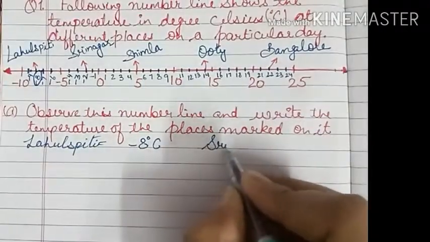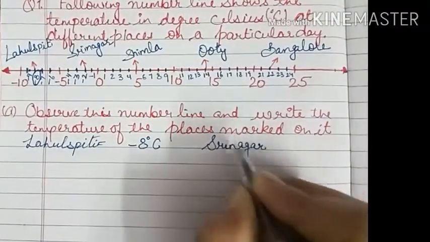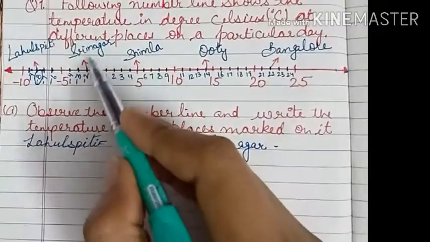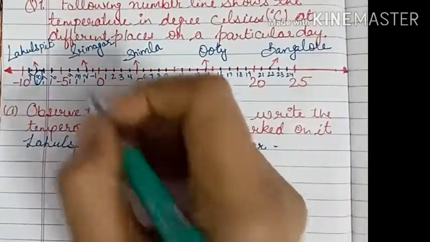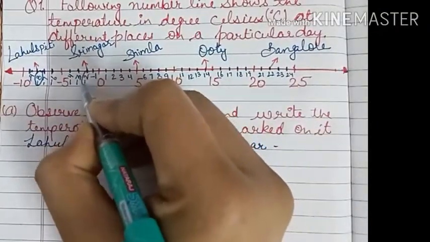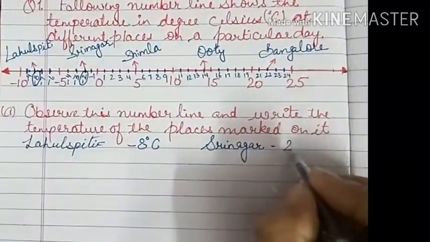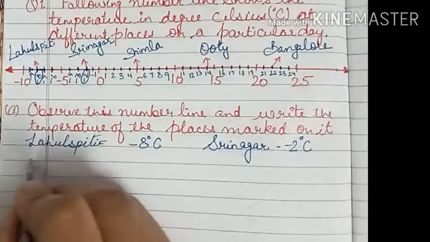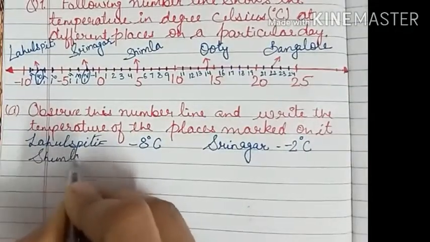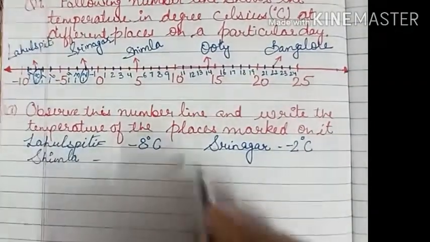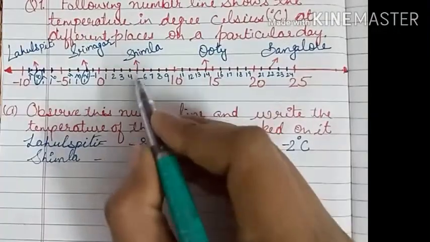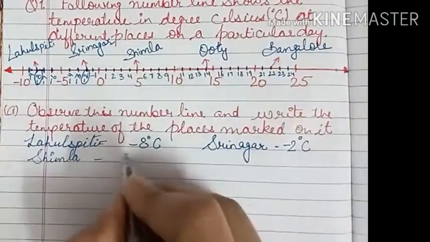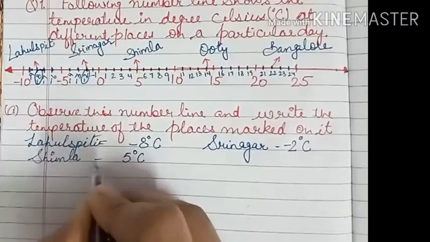Same as Srinagar. Srinagar is marked on the point -2. So its temperature is -2 degree Celsius. Now Shimla. So here Shimla's temperature, it is marked on 5. So right, it's 5 degree Celsius.